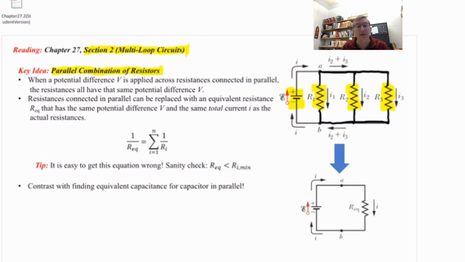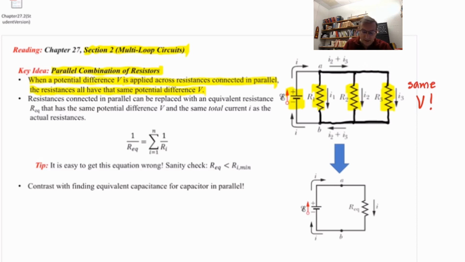Okay, now here's a very important thing to note. When there's a potential difference, we'll label it V, applied across resistances connected in parallel, the resistances all have that same potential difference V. So in this case, since the three resistors are all connected directly across the terminals of this battery, they must have, all three of them, the same potential difference across them, which is the EMF of that battery in this case. And that's an important thing to know then. Resistors in parallel have the same potential difference. Same V is what that means.